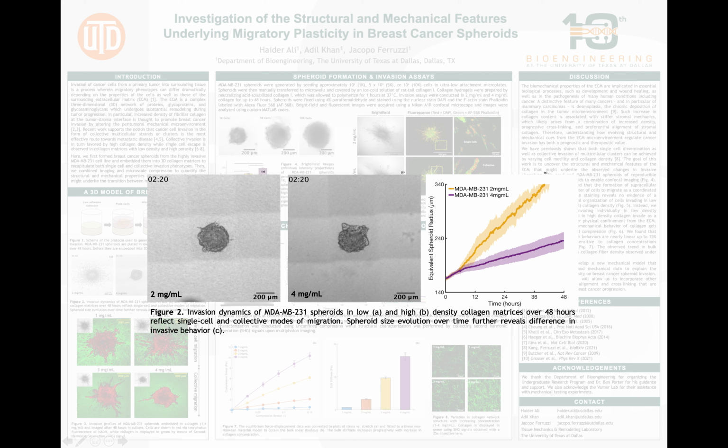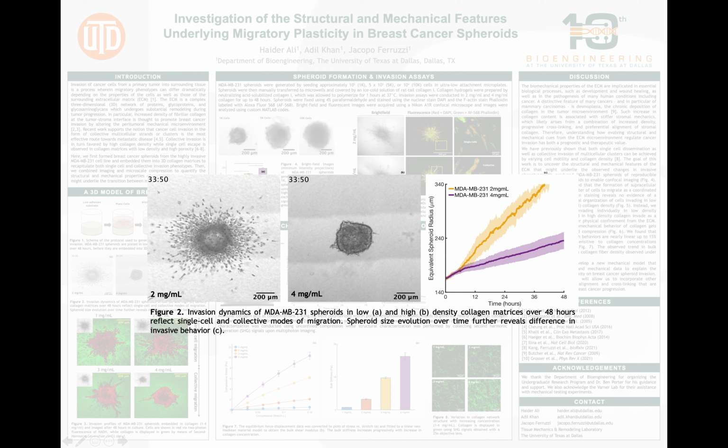On the left are two previously collected spheroid invasion time-lapse movies in 2 and 4 mg per ml collagen gels. In the figure on the right, you can see the equivalent radius of the spheroid in the 2 mg per ml gel shoots up due to this fast single-cell invasion, while that of the spheroid in the 4 mg per ml gel increases steadily but at a slower rate. This stark difference in equivalent spheroid radius is reflected by the differences in migratory modes.